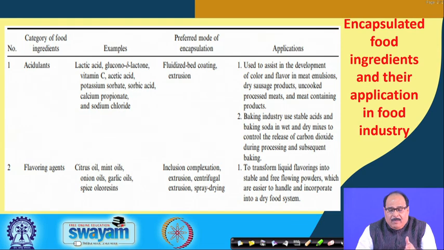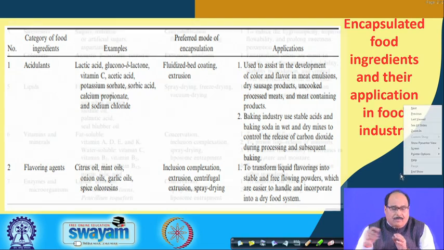Flavoring ingredients like citrus oil, mint oils, onion oil, garlic oil, etc. The preferred methods for their encapsulation are inclusion, complexation, extrusion, centrifugal extrusion, spray drying, etc. And these are used to transform liquid flavorings into stable and free flowing powders, which are easier to handle and incorporate in a dry food system.